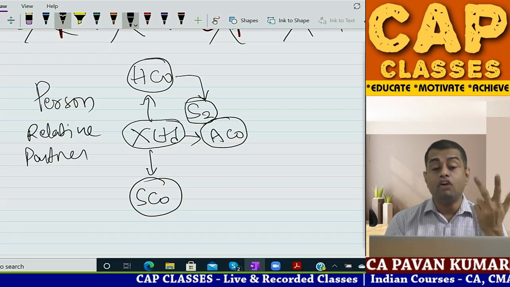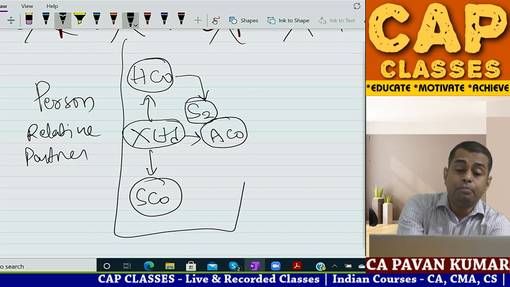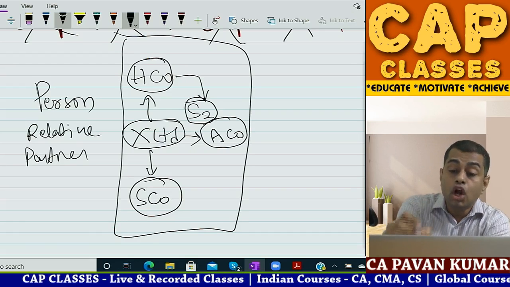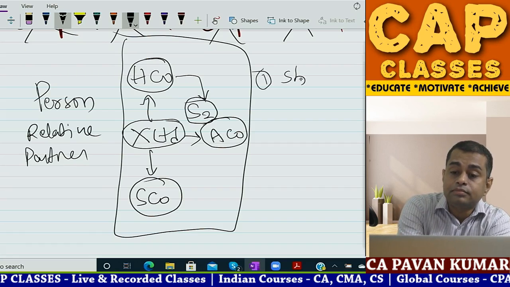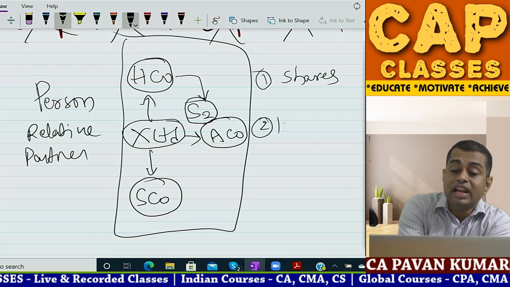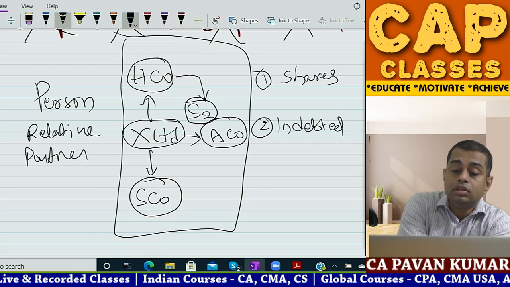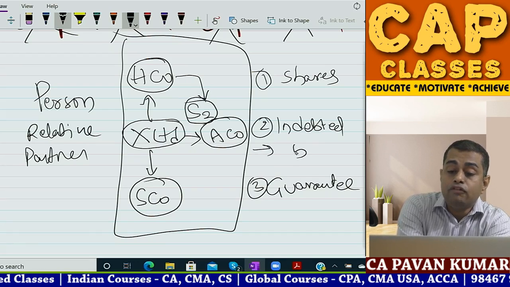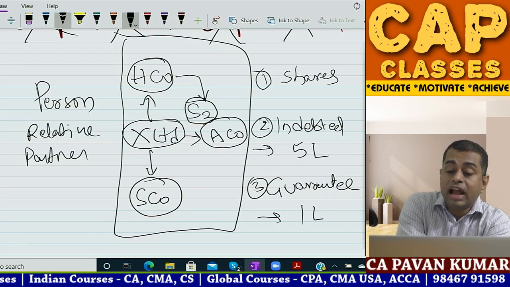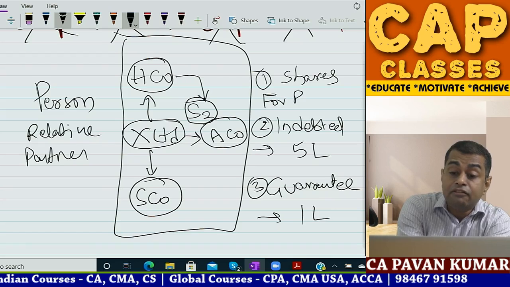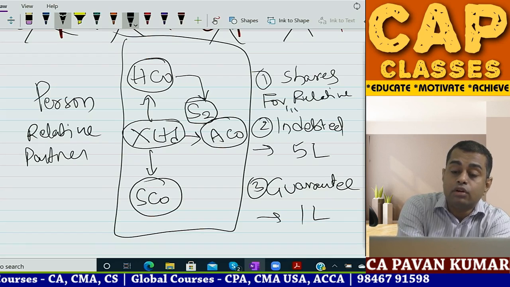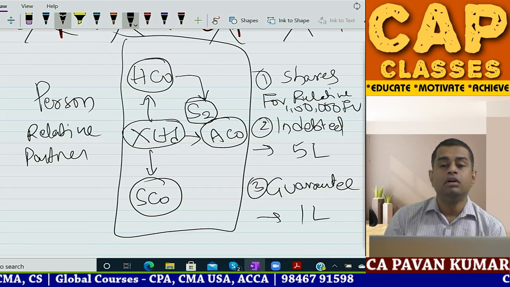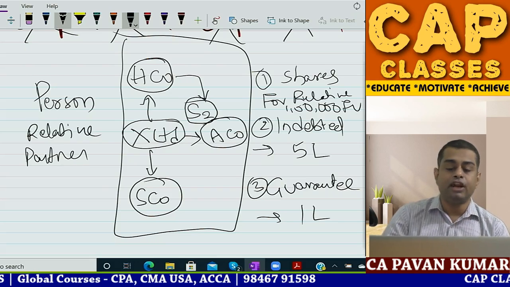Person himself or his relative or partner. So in any of these companies, either me or my relative or my partner in the CA firm should not have, 1, shares; 2, should not be indebted; 3, should not have given a guarantee. So here up to 5 lakhs allowed. Here up to 1 lakh allowed. Here for a relative, 1 lakh face value allowed, for a relative, not for me. A relative can hold shares up to 1 lakh rupees of face value.